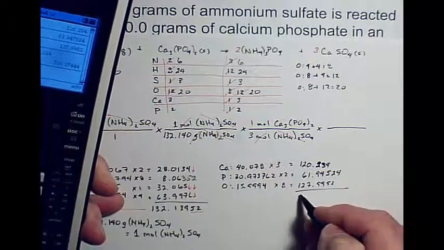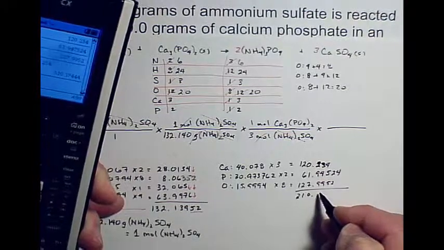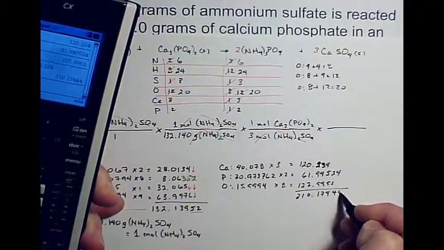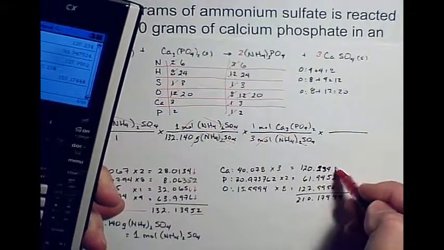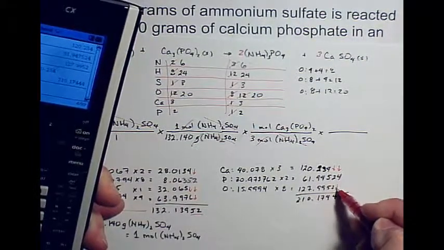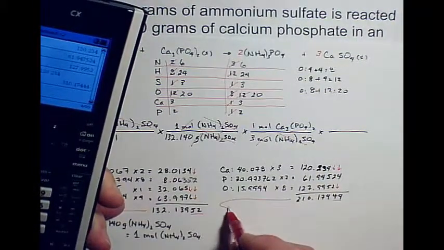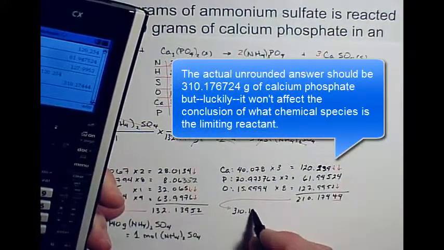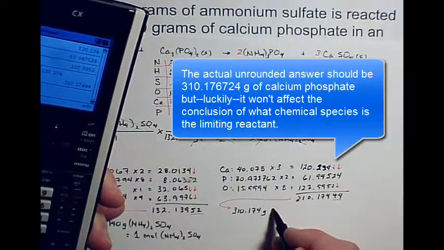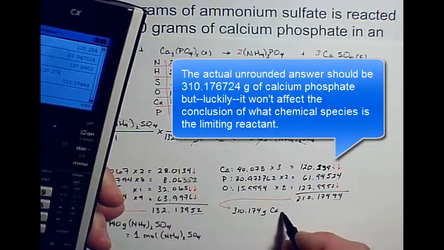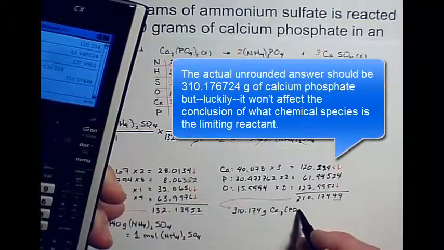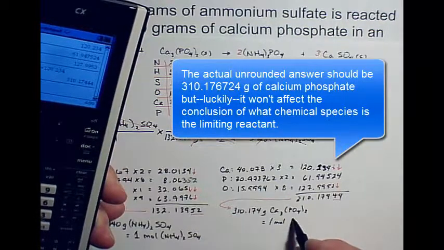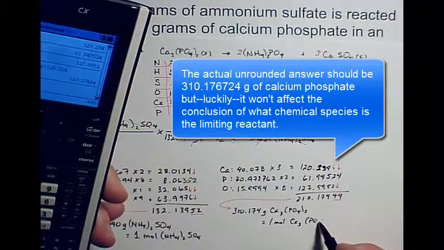All right, adding all these up, I get 310.17444. I've got 2 empty slots in these last 2 columns, so those 2 digits get rounded off, and we're going to round that off then to 310.174 grams calcium phosphate, and that's equal to 1 mole of calcium phosphate.